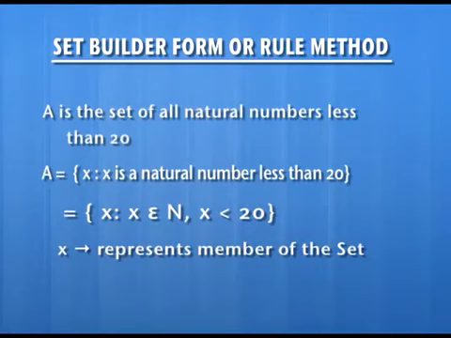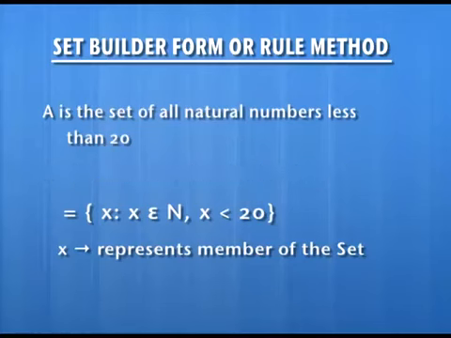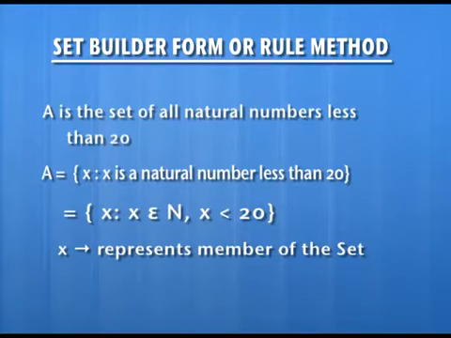Let me find out the set of all the natural numbers less than 20. Then what is the property? The number is a natural number and the number is less than 20. So, we write down the set as the set of all x such that x is a natural number and less than 20. The same can be written as the set of all x such that x belongs to the set of natural numbers and x is less than 20. We have used symbols here to write down the set. This method of representing the set is the set builder form.